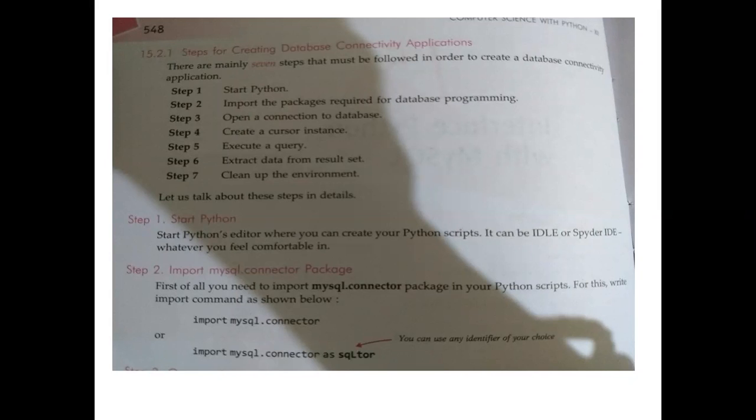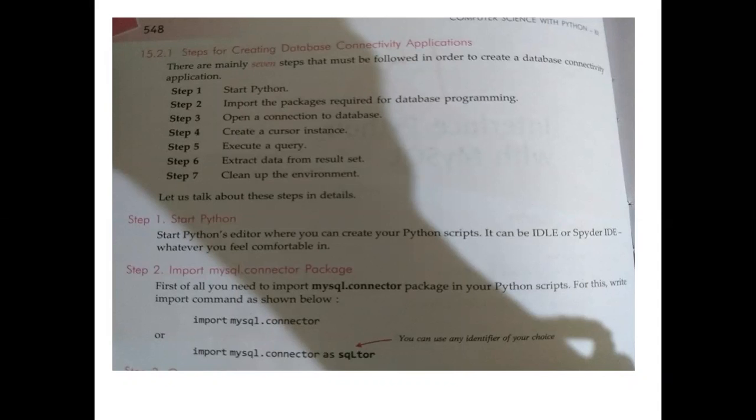So, the steps for creating a database connectivity application. There are mainly seven steps that you must follow in order to create a database connectivity application. First step is start Python. Second step is import the package required for database programming. Third step is open a connection to the database. Fourth step is create a cursor instance. Fifth step is execute a query. Step six, extract data from the result set. Step seven, clean up the environment.